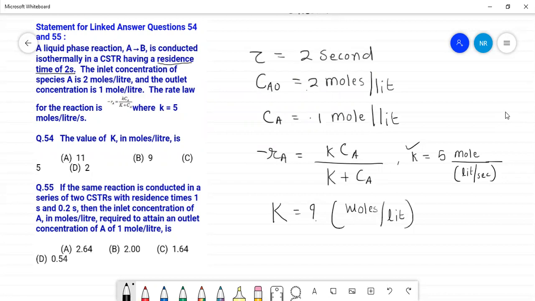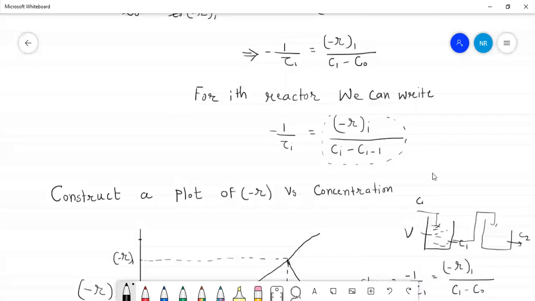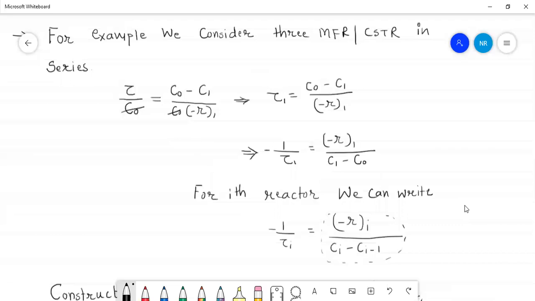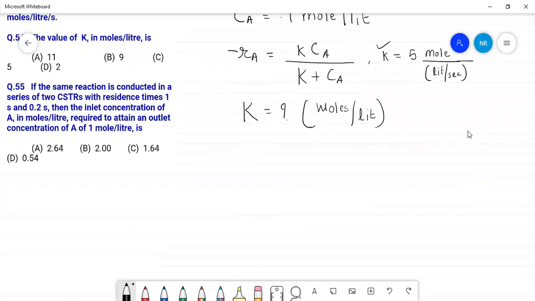And so we have an equation. This is the equation we'll use: tau 1 is equal to C0 minus C1 divided by minus R of 1. Tau 1 is equal to C0 minus C1 divided by minus R of 1.